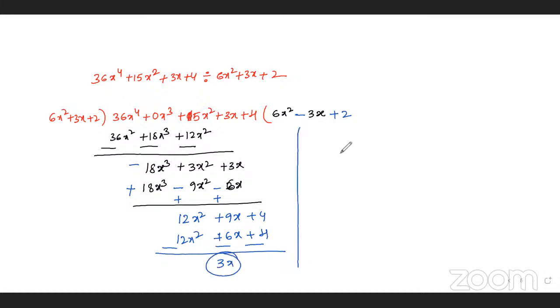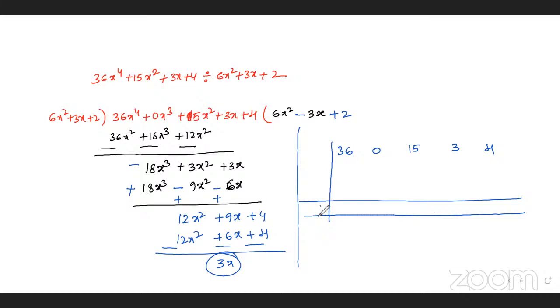Now see in Vedic math, 36, 0, 15, 3, 4. And here the divisor will be 6, so 3 and 2 bar. First let me drop 36 here. So I'm getting 6. Now see 3 into 6, that will be 18.